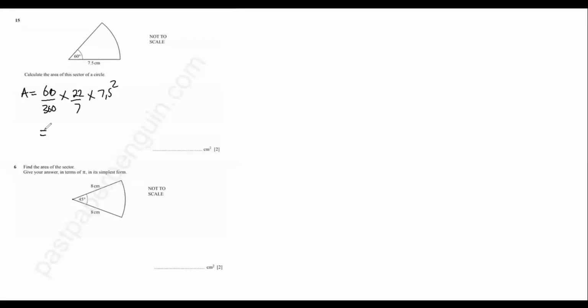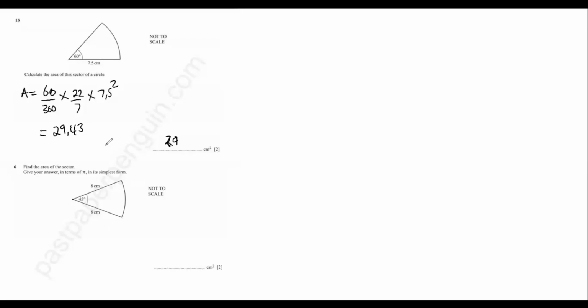So we have 60 divided by 360, times 22/7, times 7.5 times 7.5. You got 29.4. Is that so? Yes. Okay, 29.43. So if you round it off to two significant figures, we have 29. So we get 29 square centimeters. Okay, thank you, Rainbow. And then the other question, who wants to try?